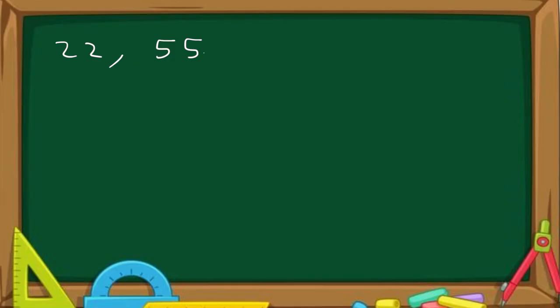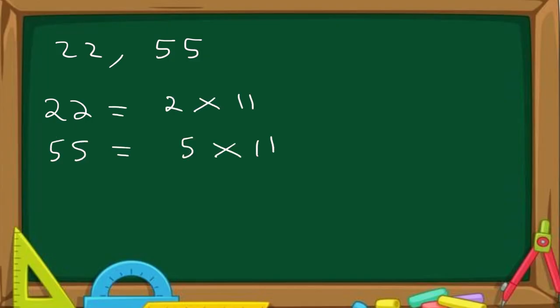Go ahead and pause the video. Find the GCF, the greatest common factor between these two numbers. 22 is 2 times 11. 55 is 5 times 11. The GCF is 11. Find the GCF between 12 and 16. So take a minute, pause the video, and work on that example.